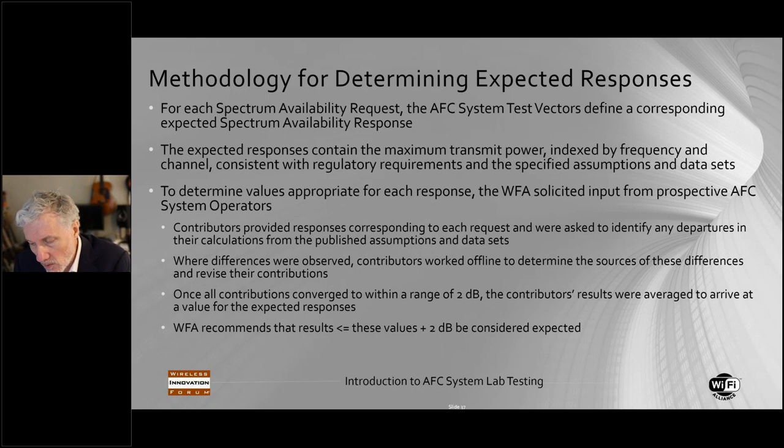So we set ourselves a criteria. We decided that when we got to the point that all of the responses, each individual response, that is each power level for each frequency bin or for each channel, was within 2 dB of the others, of the population, that we would call that close enough, and that we would then create a set of responses that would constitute a mask. And as long as the responses that come back from the SUT are no more than 2 dB greater, that is that they're allowing power no more than 2 dB above what we had defined as the expected response, which was an average of a 2 dB spread, that would be considered an expected response.